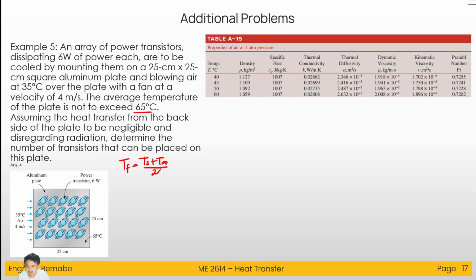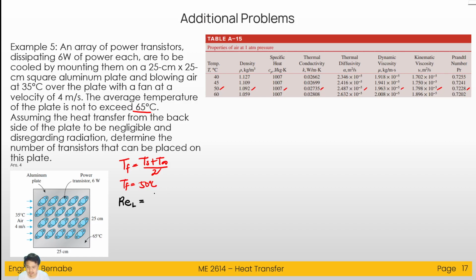So you have 65 as the temperature of the surface, and T infinity is 35. The average of those two, the sum is 100, so Tf is 50 degrees Celsius. At 50 degrees Celsius, we have these as our properties that we will be using. So we need to first find the Reynolds number for this length.